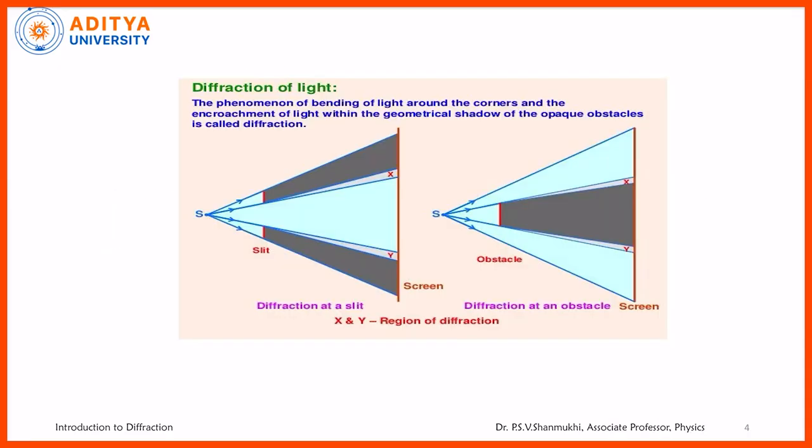To demonstrate this, we take an example. When there is no obstacle, the light just passes through, and on the screen we have some illumination. When there is an obstacle, at the sharp edges the light will bend, and you can observe the light penetrating into the geometrical shadow of the obstacle. So, the more basic definition: the phenomenon of bending of light rays into the geometrical shadow of an obstacle is known as diffraction.